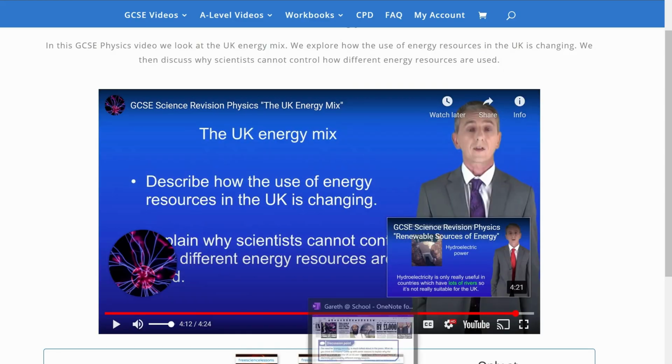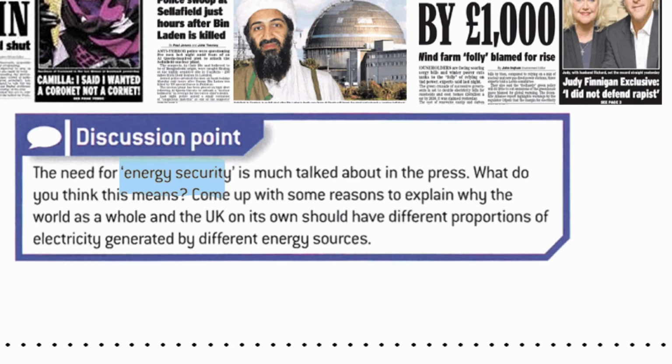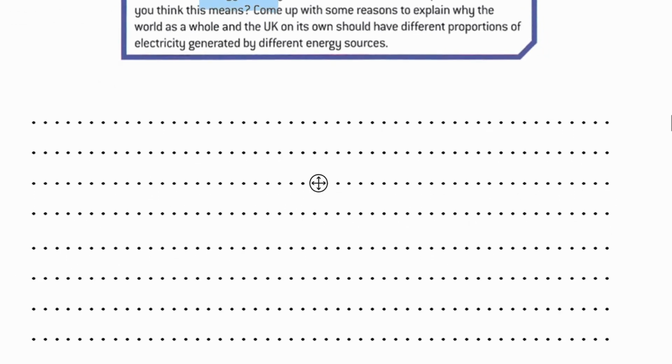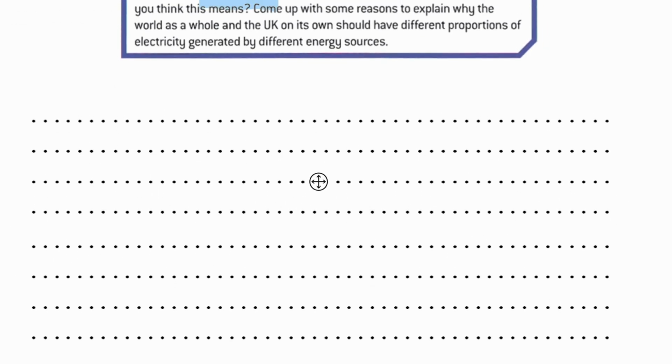And what I want you to do now then, underneath here, is this. Come up with some reasons to explain why the world as a whole and the UK on its own should have different proportions of electricity generated by different energy sources. So pause the video and write down your reasons here. When you've completed that, press play.